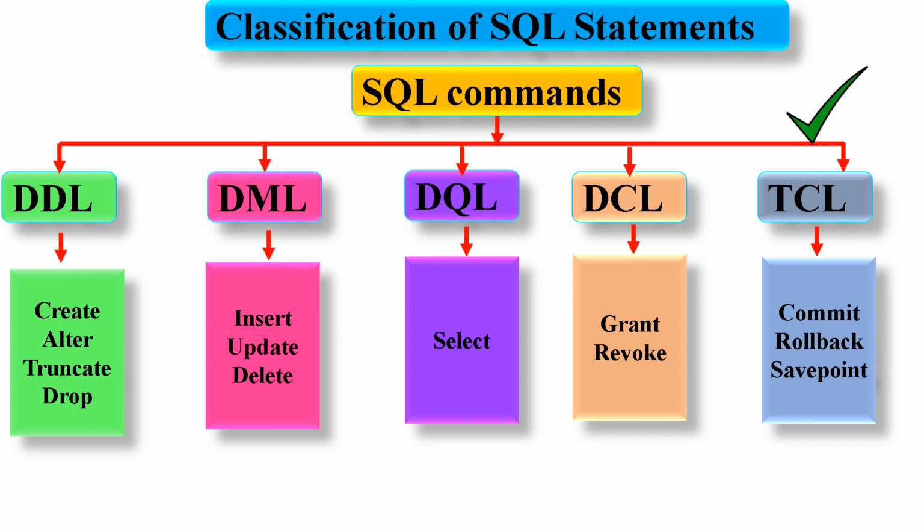So, what is TCL? TCL is Transaction Control Language. TCL is used to manage transactions within a database. It includes commands like commit, to save changes, and rollback, to undo changes, ensuring the integrity and consistency of data in a database during transactions.